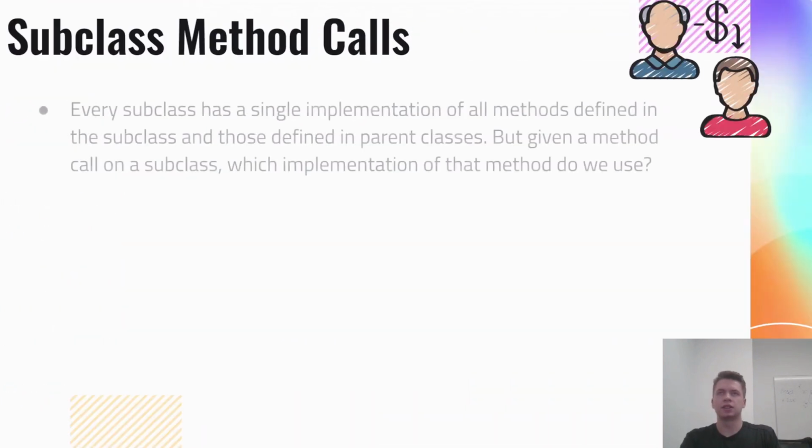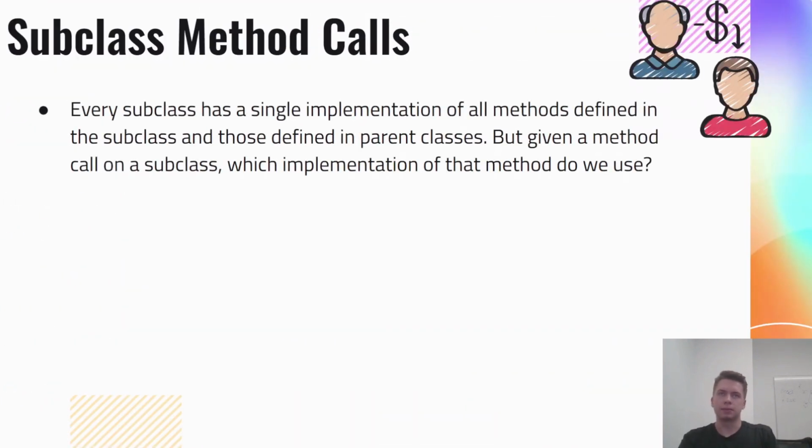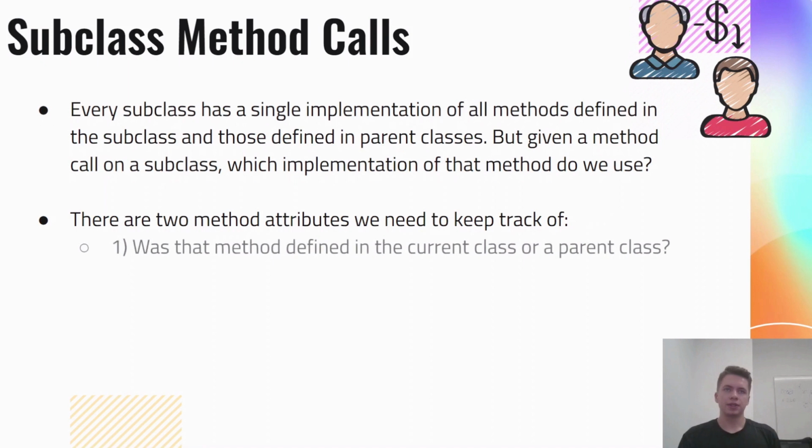However, given a method call in a subclass, which implementation of that method do we use? So there are two main attributes to keep track of. First, does that method exist? Was it defined in the current class or one of its parent classes?